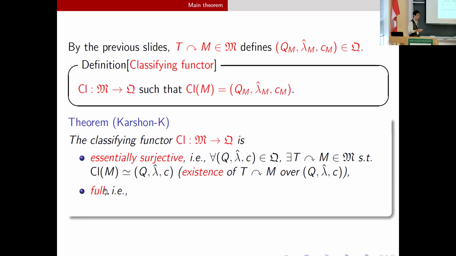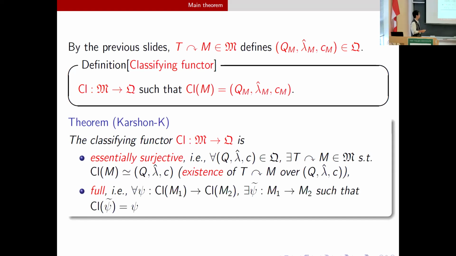Actually, this functor is full. And what does full mean? Full means that for any diffeomorphism between the invariants, the three invariants of M1 and M2, and for any isomorphism between them, there exists a psi tilde, an equivariant diffeomorphism on the locally standard manifold, such that its descent by the classifying functor is equal to psi. So this gives the uniqueness of such a locally standard T manifold.